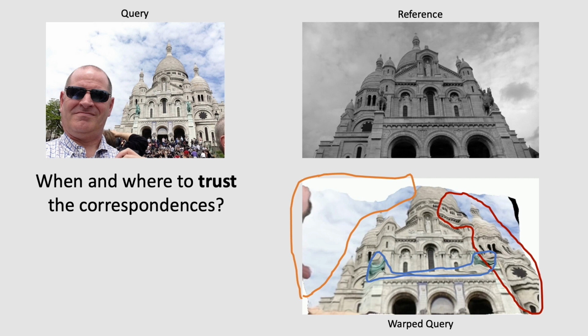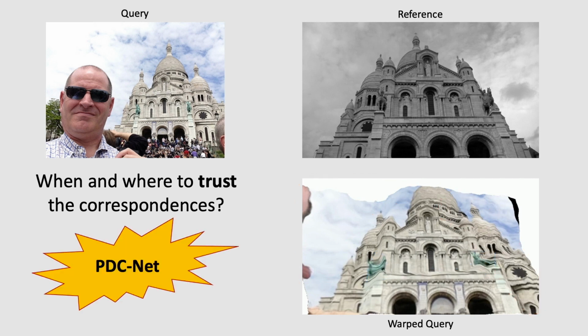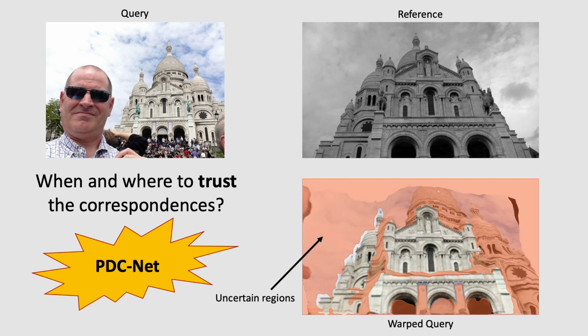We address this question by proposing probabilistic dense correspondence network. Together with the flow field, we infer a confidence map according to which the red regions are uncertain. And you see that those uncertain regions correspond to the occluded, the ill-defined, and the inaccurate matching regions. Now let's dive into the method.